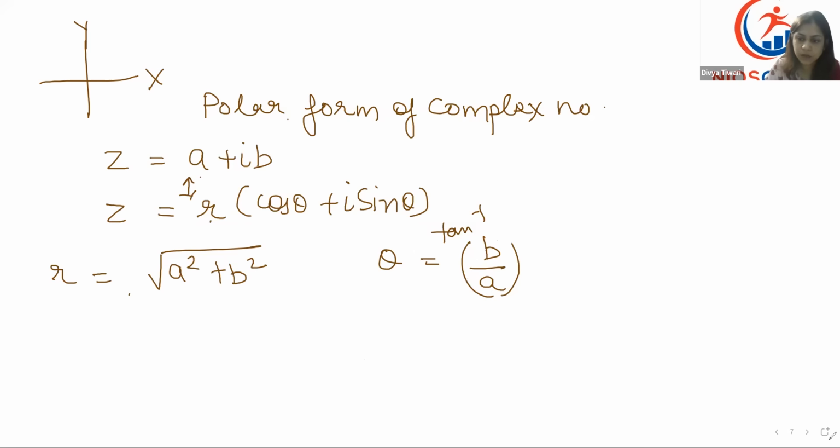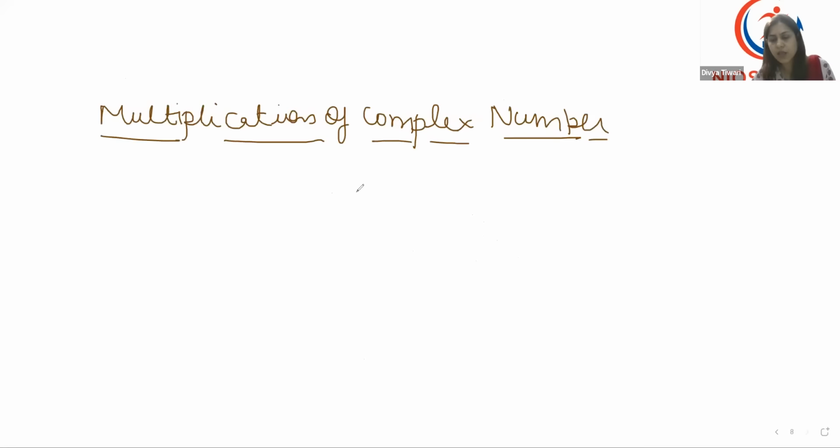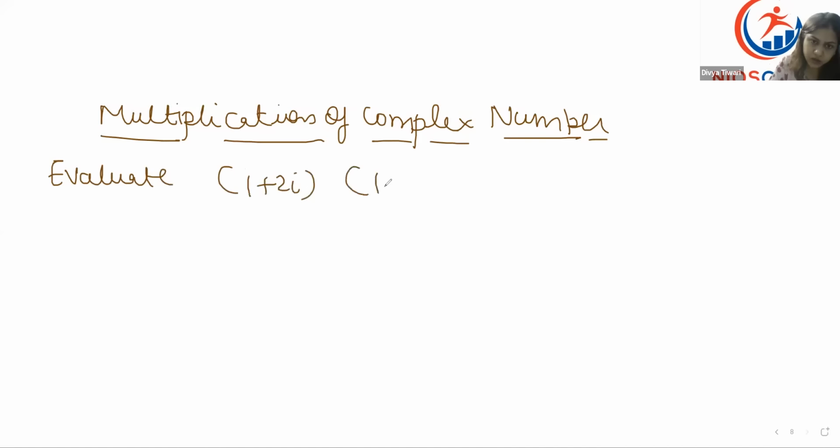Okay. So multiplication of complex numbers is nothing. If you are clear with the binomial multiplication of algebraic expressions, then you can do it in the same way. So if I directly take a question, let's evaluate (1 plus 2 iota) times (1 minus 3 iota). If I have to find the product of these two given complex numbers, how will it go?